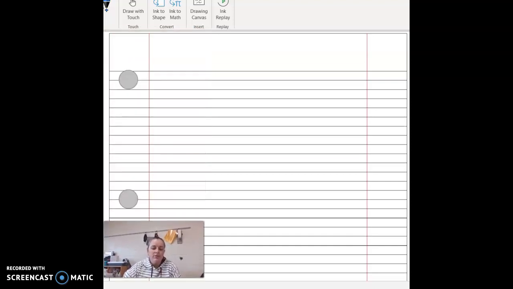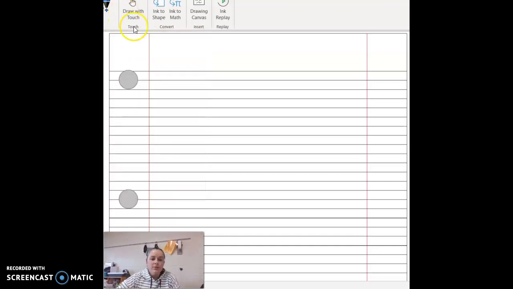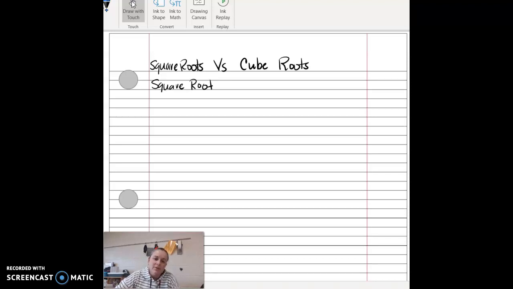So we are going to talk about square roots versus cube roots today. So at the top of your paper, we're going to have you put square roots versus cube roots. So we're going to talk about square roots first, just do a little bit of review, because last week we did square roots. So I'm going to highlight this.